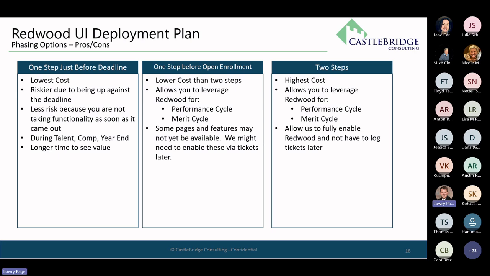Depending on when your talent comp year end is, this could hit during those cycles, which are typically peaks. And we definitely want to look at that and plan for it. The last pro and con on that one step just ahead of deadline is it's a longer time to see the value. A lot of our clients, once we've shown them the Redwood UI, they want it.